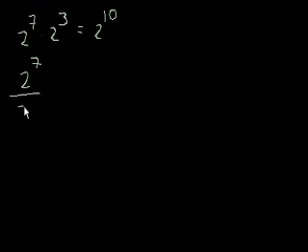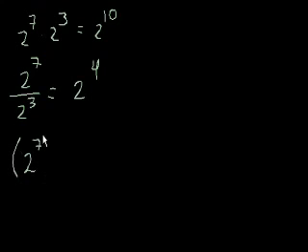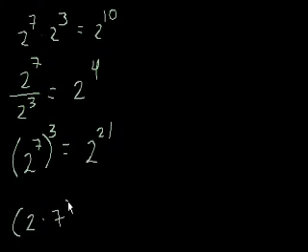If I have 2 to the 7th times 2 to the 3rd, well, then I can add the exponents to get 2 to the 10th. If I have 2 to the 7 over 2 to the 3rd, well, here I subtract the exponents, and I get 2 to the 4th. If I have 2 to the 7th to the 3rd power, well, here I multiply the exponents. That gives you 2 to the 21. And if I had 2 times 7 to the 3rd power, well, that equals 2 to the 3rd times 7 to the 3rd.